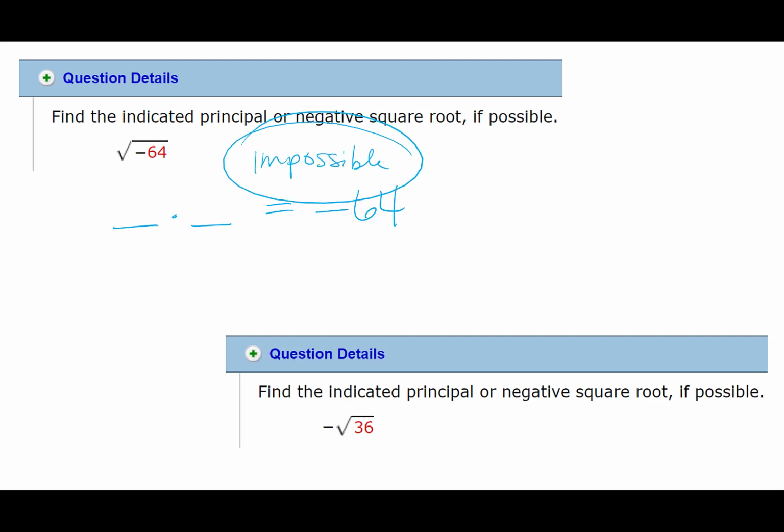Okay, next is the negative square root of 36. 6 is the square root of 36, but the answer is going to be negative because there was a negative on the outside.